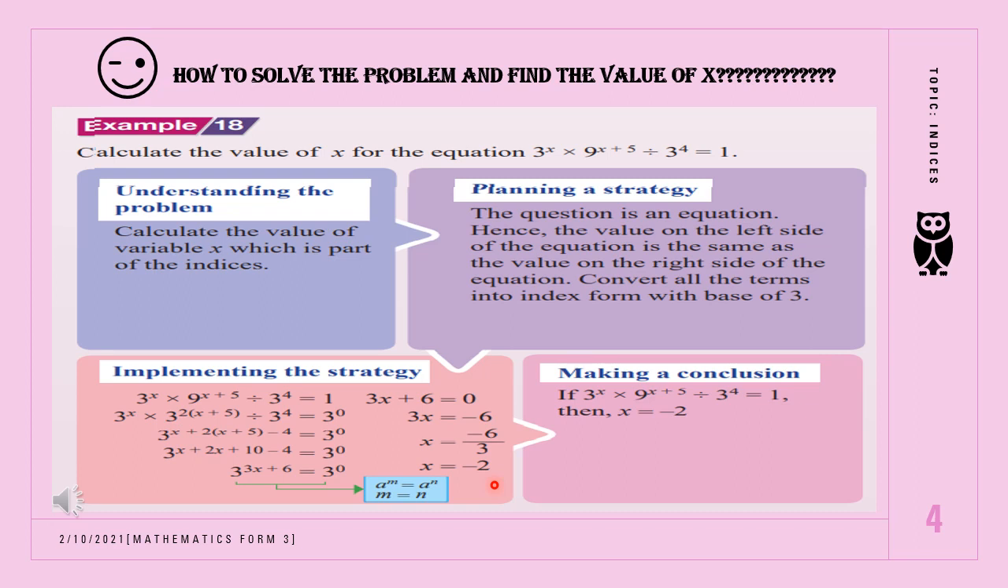Then you write down the indices on the right side. So 3x plus 6 equals 0. 3x equals negative 6, becomes negative 6 divided by 3. So the last answer is x equal to negative 2.